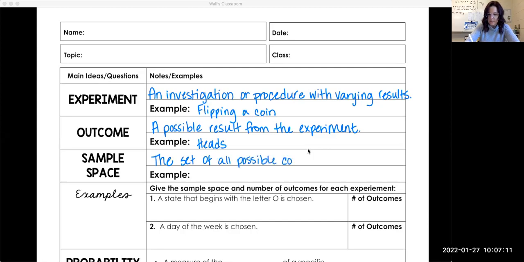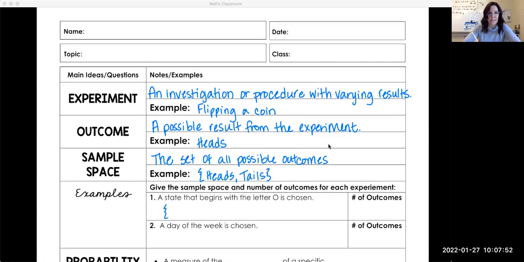Now, when we do this, we list it in what is called set notation, which means we're going to list each one within brackets separated by commas. So there are two outcomes for the experiment flipping a coin. It could land heads up or it could land tails up. A sample space allows us to see all those possible outcomes so that we can then calculate the probability of certain events. So what is the sample space if our experiment is picking a state that begins with the letter O?